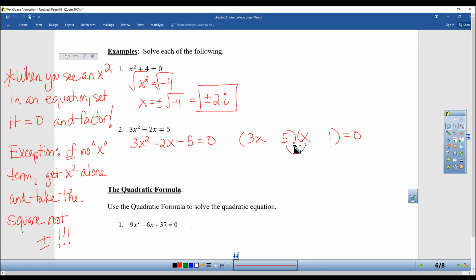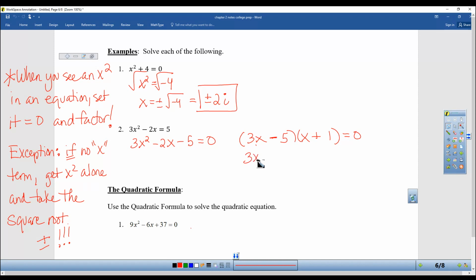So now my inners are 5x, and my outers are 3x, and my goal is a negative 2x in the middle. So to get that goal, I would make the 5 negative and the 3 positive. So the 5 negative and the outers, which would create the 3x positive. That's how you factor.